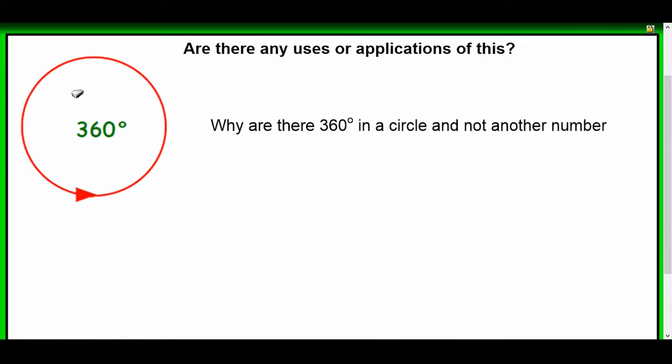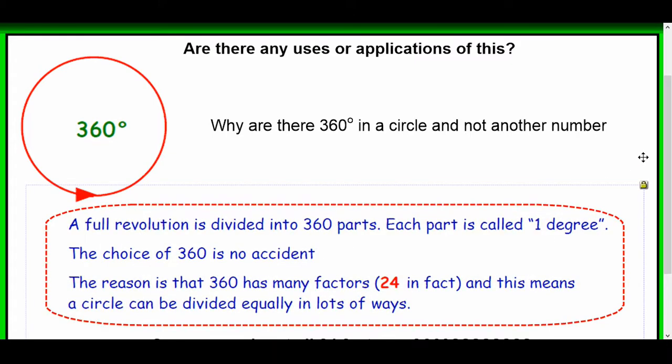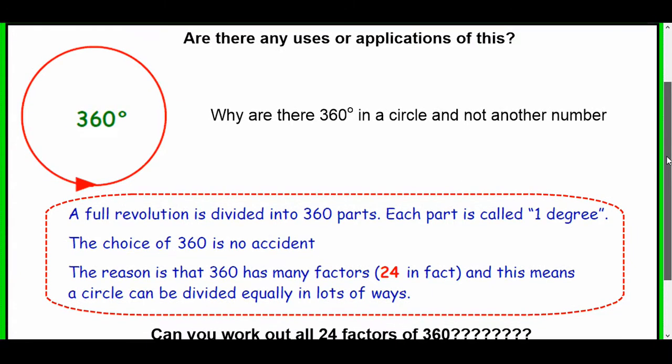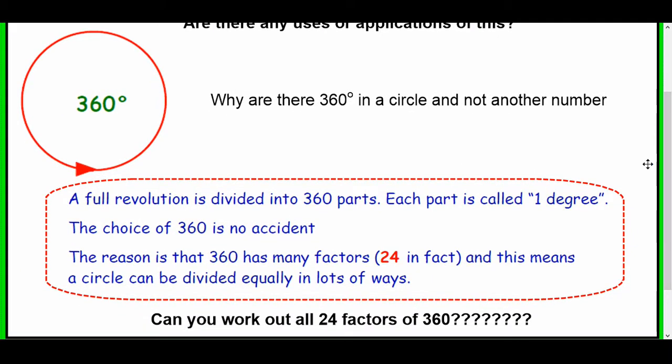Well, the reason that 360 was picked was because you can split 360 into lots of different numbers. It has lots of different factors. And when people created the 360 degrees for circles, they decided on a number that could be split up appropriately into lots of different parts. It's got 24 factors, so it can be divided into lots of different things. You try and break it up yourself. Can you work all the 24 factors out? There's absolutely loads of them.